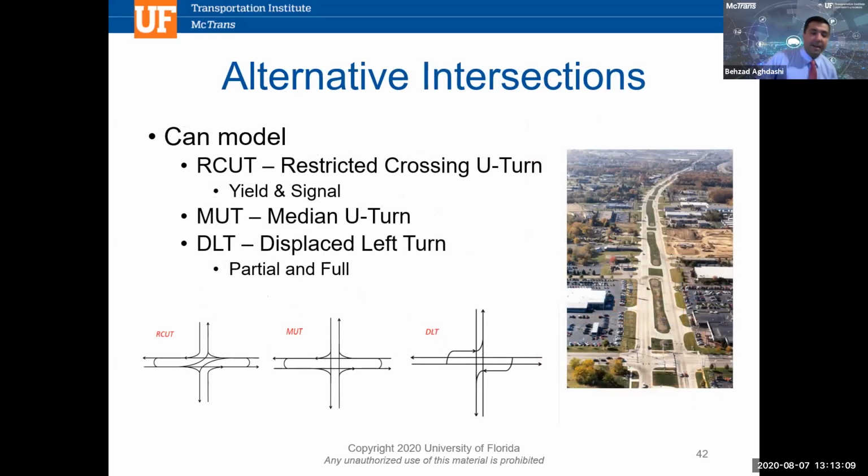Another big thing that HCM can do, especially in the HCM6 edition where the number of variations has been increased, is the analysis of alternative intersections. That includes RCUTs, restricted crossing U-turns, MUTs, median U-turns, as well as DLTs, displaced left turns. These are all intersection types that you can use HCS to analyze, to find out what level of service they're operating under, and to consider your alternative or treatment scenarios.